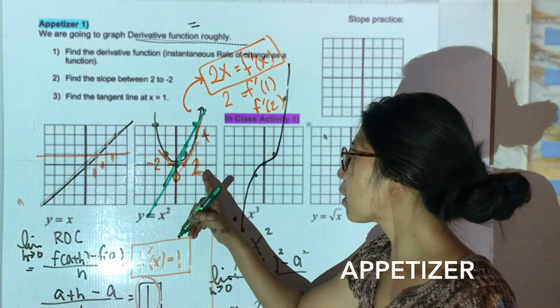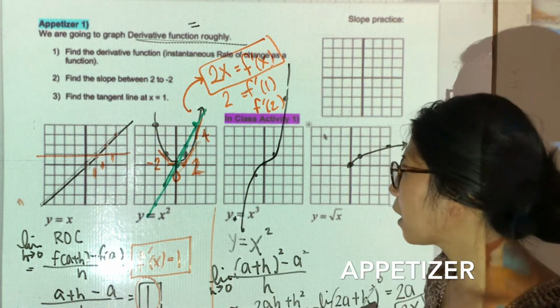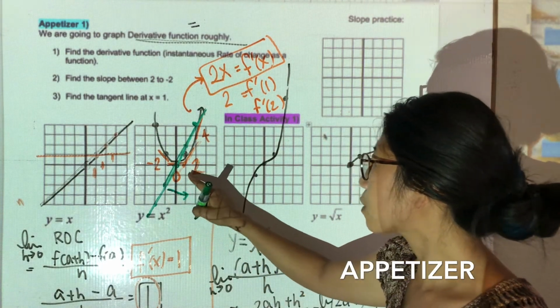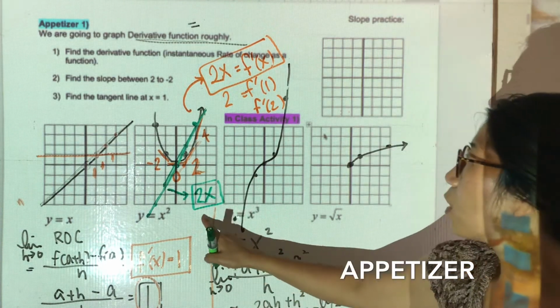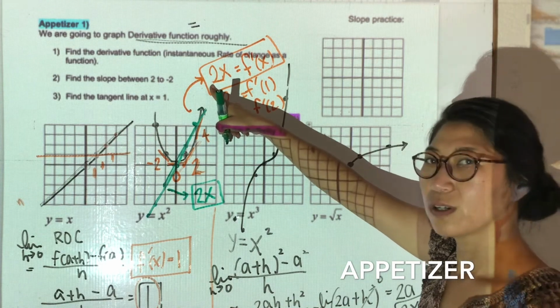When I connect my slopes, it becomes a linear equation this time. And what is this equation? Which is, you see, 2x plus 0. I see that function as 2x. That's the same as your derivative function.